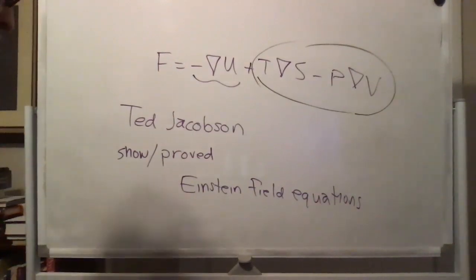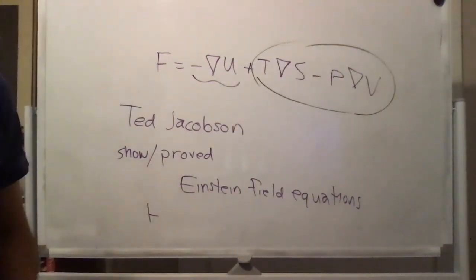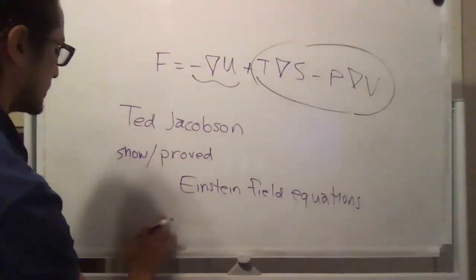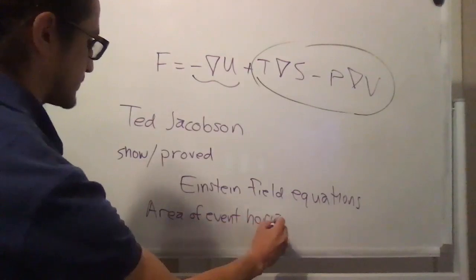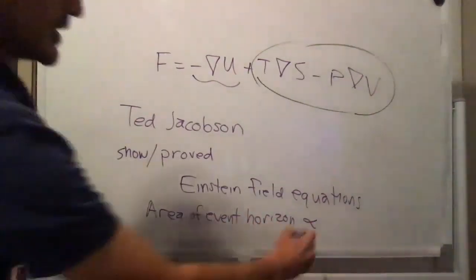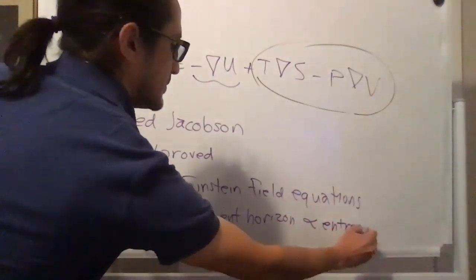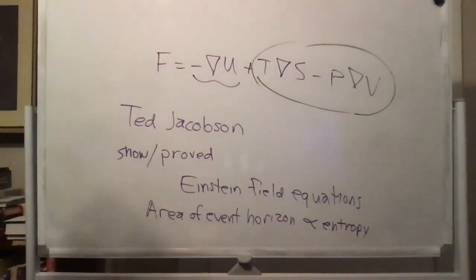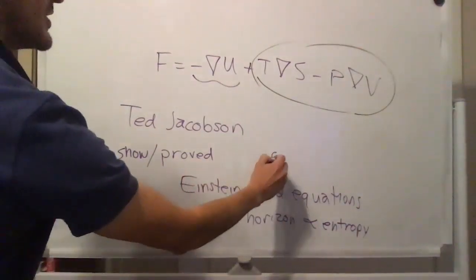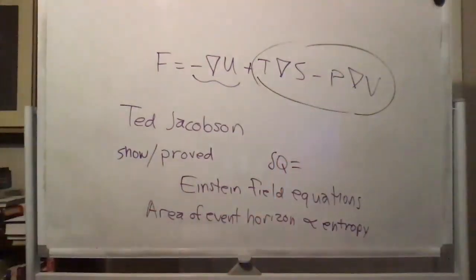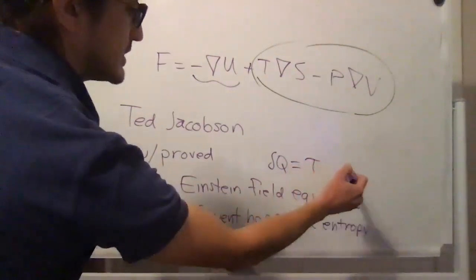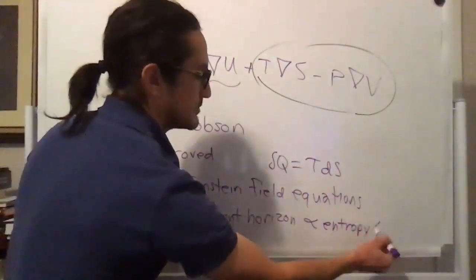Assume that if you have a black hole, the area of the event horizon is proportional to the entropy of the black hole. And that they change the energy flux, so the heat, is equal to TdS. So this is the entropy S.